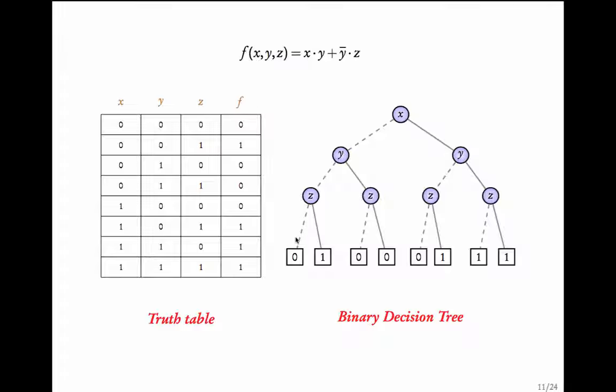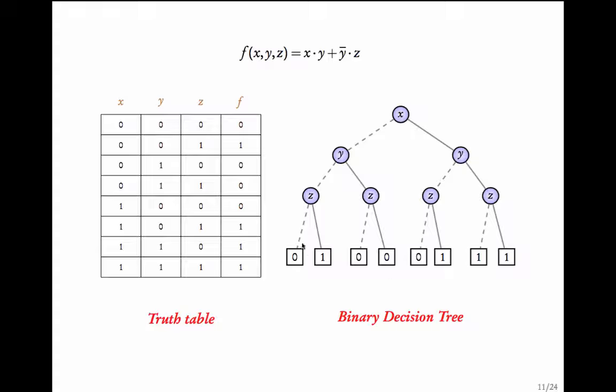So this path is 0, 0, 0. And for 0, 0, 0, f is 0. Now what is this path? 0 for x, 0 for y, and 1 for z. So 0, 0, 1 is 1. Now 0, 1, 0 is 0, and so it's 0 here. 0, 1, 1 is 0 again. Now what about this? 1, 0, 0 is 0. 1 0 1 is 1, 1 1 0 is 1, and 1 1 1 is 1.